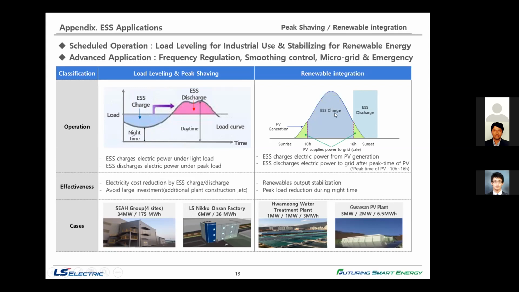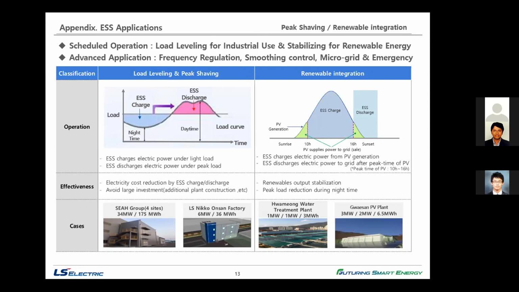And when it comes to renewable integration, basically with PV, during the daytime the PV is only working an average of 3.6 hours a day. So once the PV generates power, the storage system charges first, and during the nighttime it discharges. So the timing is different, but the concept is pretty much the same.